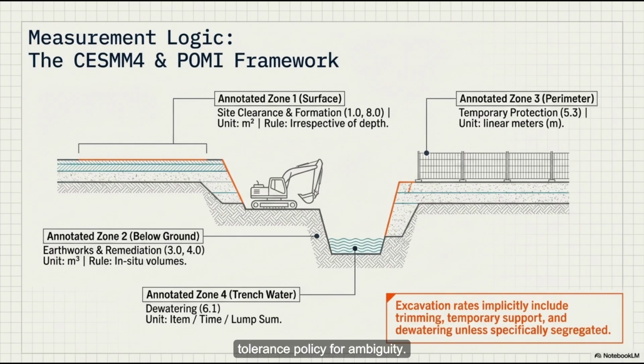Okay, wait. Let's really think about what that means. That is a zero-tolerance policy for ambiguity. Totally. Think about the psychological pressure this puts on the estimating team during the bidding phase. It's a mess. Let's say you are a contractor bidding on an earthworks package. You look at the survey.